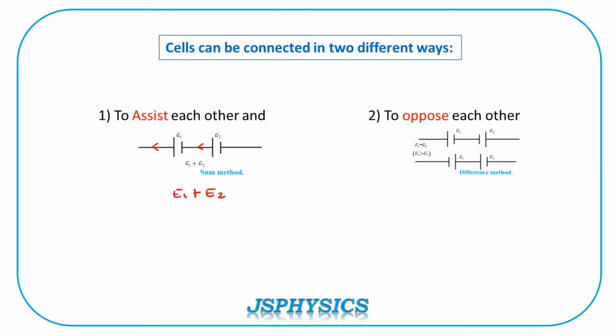That means it will supply the EMF equal to the sum of the EMF of both the cells. And this method is known as the sum method. The other method is the opposing method or difference method.